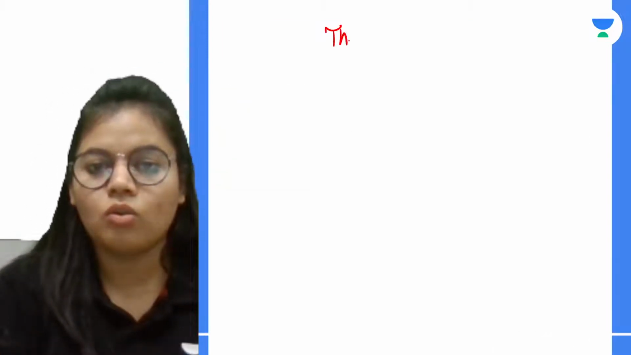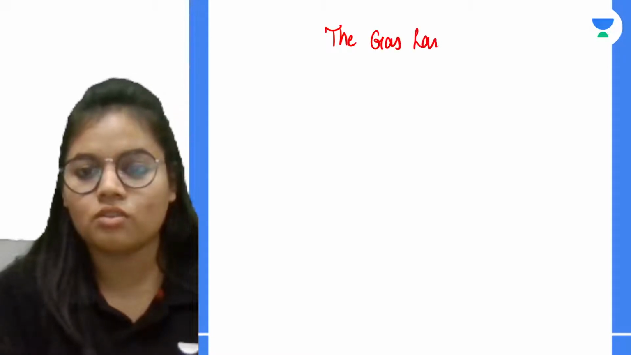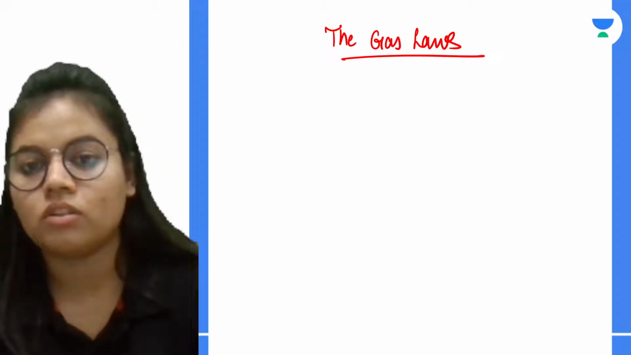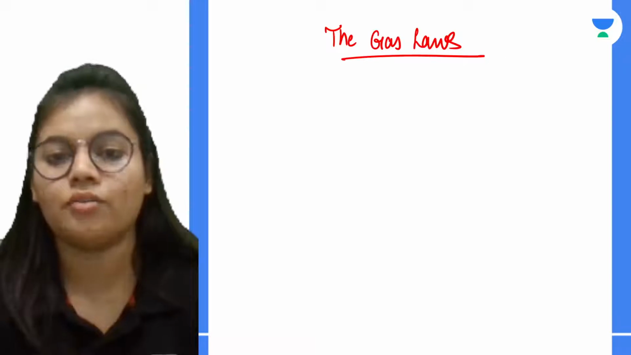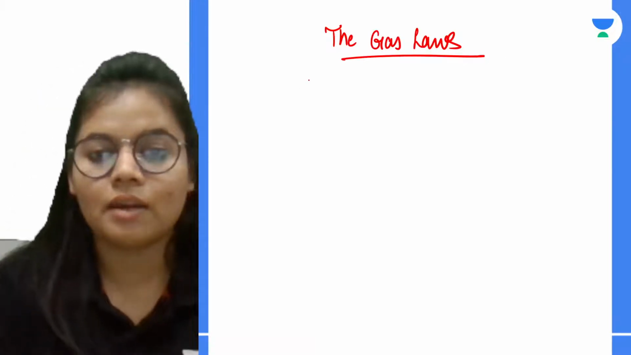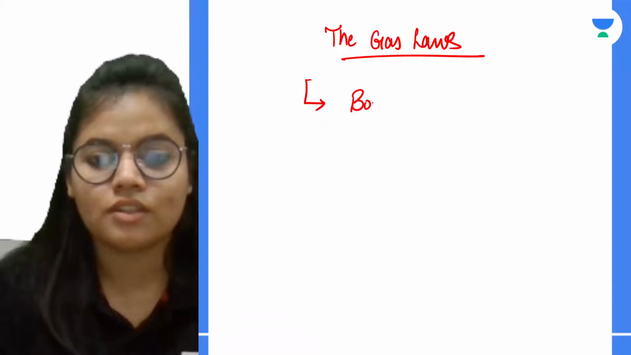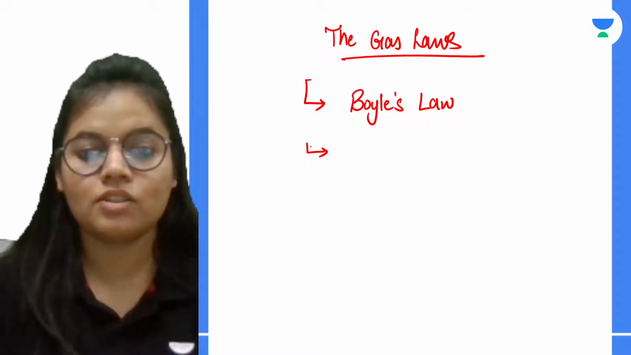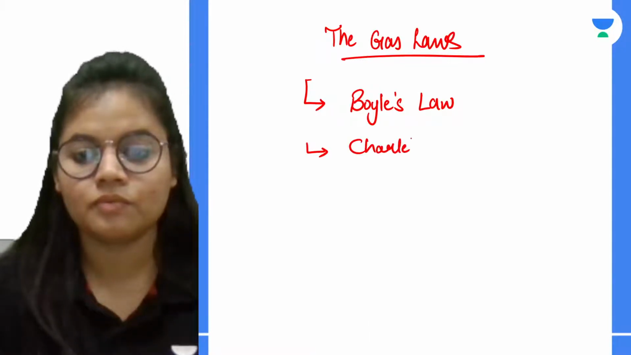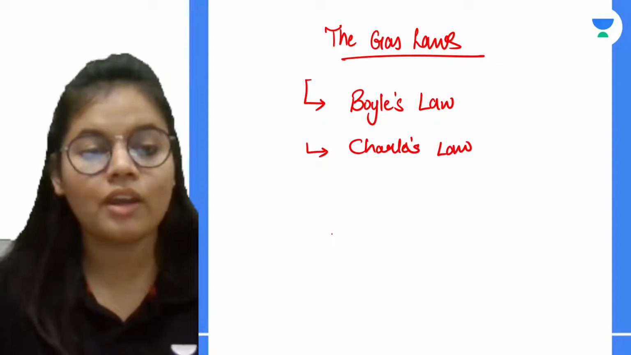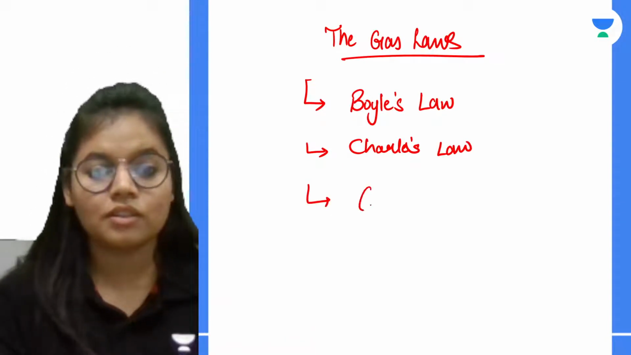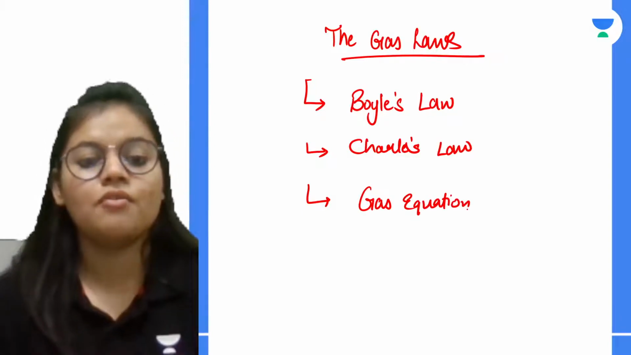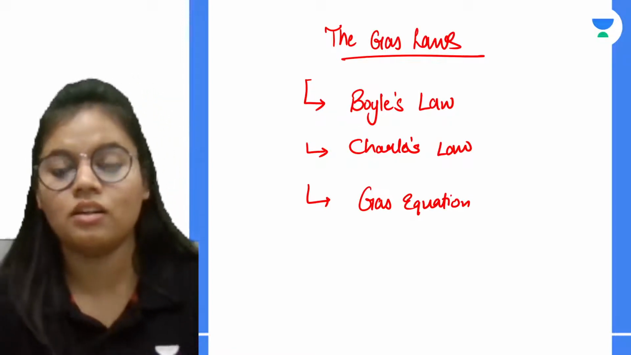So, guys, let us know first of all what the chapter, the gas laws, is all about. This chapter is about the laws which govern the behavior of the gases, okay? And in this chapter there are two main laws, which is Boyle's law, and the second one is Charles' law. Okay, the third one is the gas equation, which is a combination of Boyle's and Charles' law.